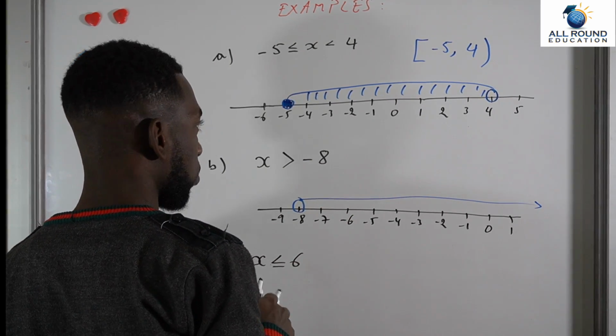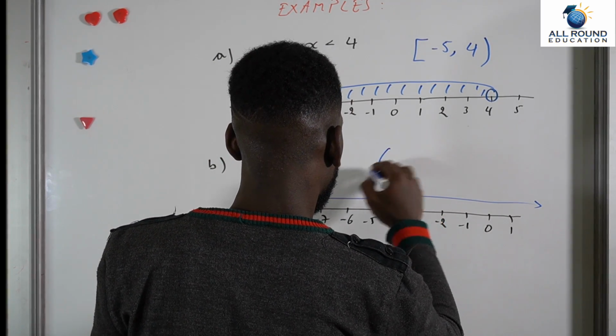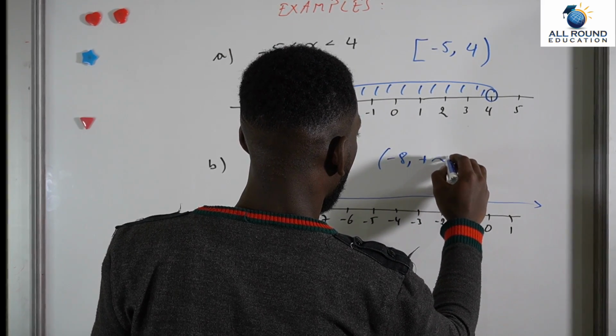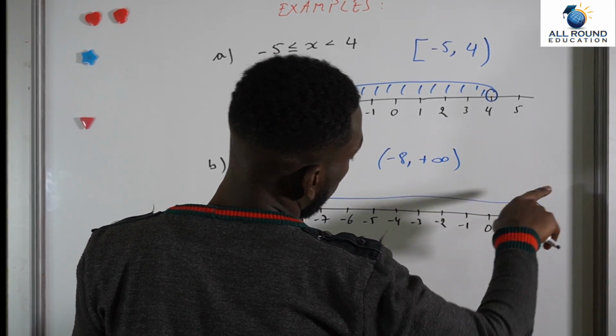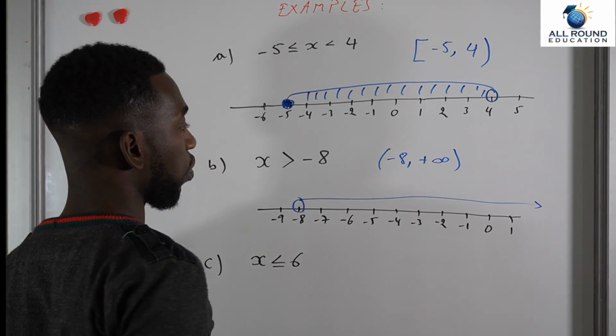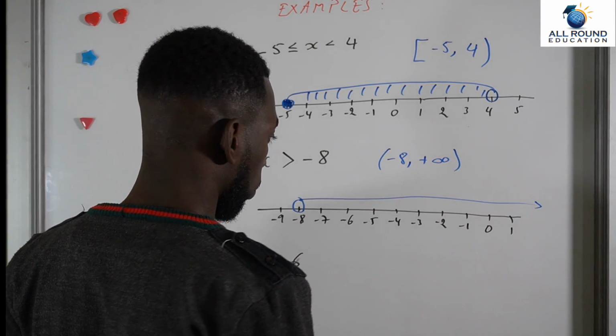How do you write this mathematically? You have a round bracket because we're starting at -8, and then positive infinity, because you keep going. Any number greater than -8 is a part of the solution. That's why you have infinity. So let's move to the last one.